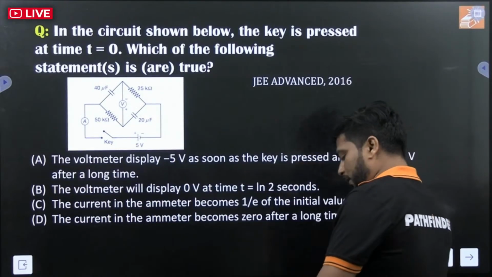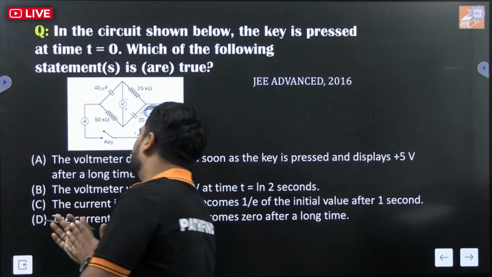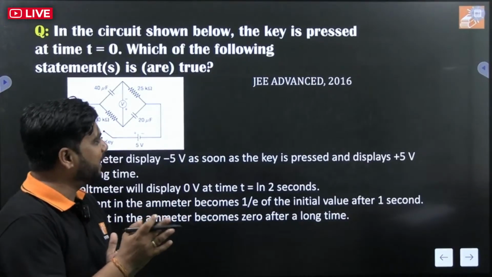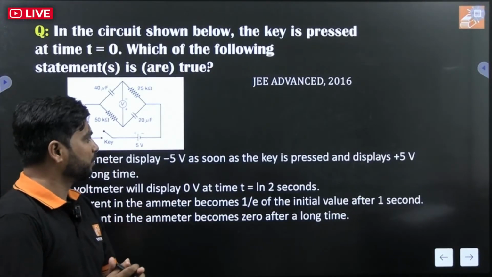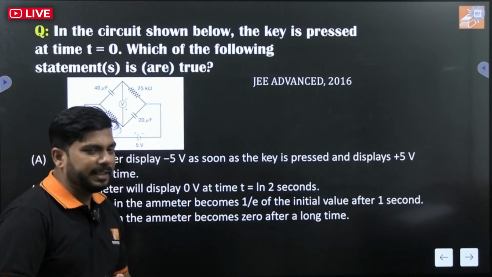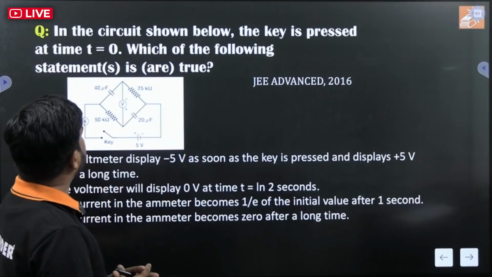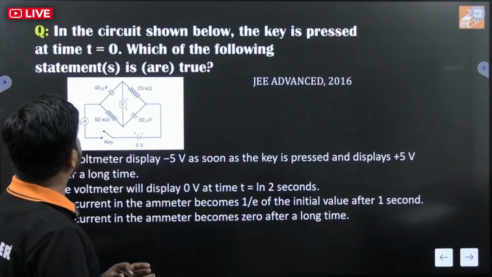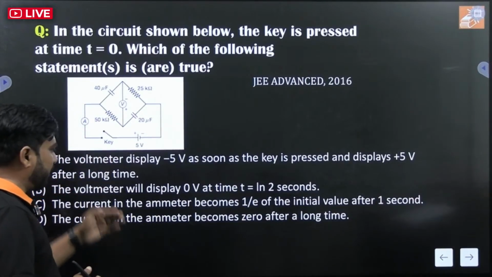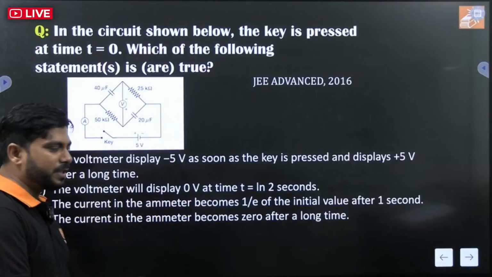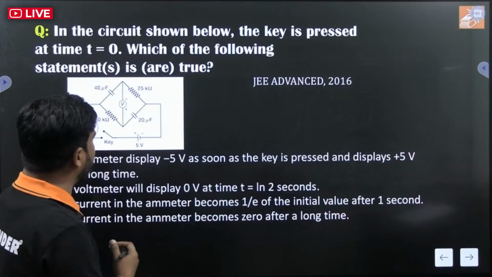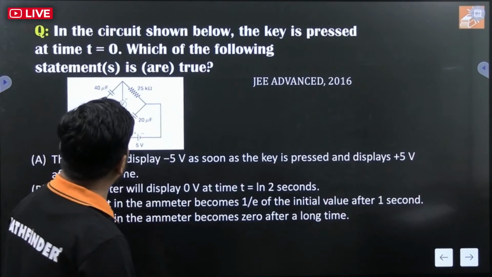So one question we have taken from the JEE Advanced section. As promised, I told you I'll take a few questions from Mains and a few from Advanced. You can see in the circuit shown below, the key is pressed at time t equal to 0. Which of the following statements is or are true? It's a multiple choice question. Maybe only one option is correct, maybe none, maybe all 4 options are correct. So we need to check each and every option. And it's a very important question.